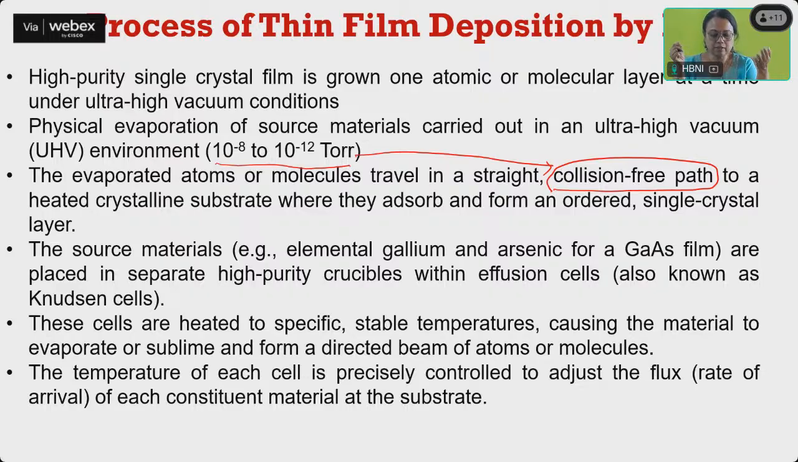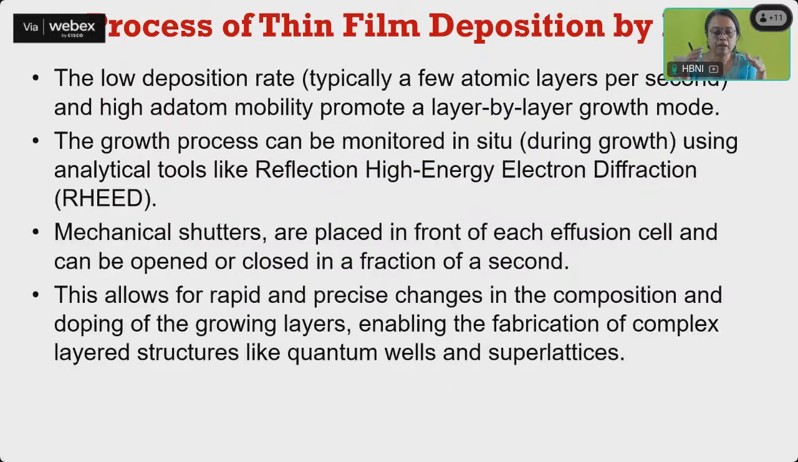The temperature of each cell is precisely controlled to adjust the flux, or the rate of arrival, of each constituent material. The temperature is set so that the deposition rate is very low, typically a few atomic layers per second. Why do we keep the deposition rate so low? Because we want a very good crystalline film, with fewer dislocations and fewer voids, and high atom mobility promotes layer by layer growth.